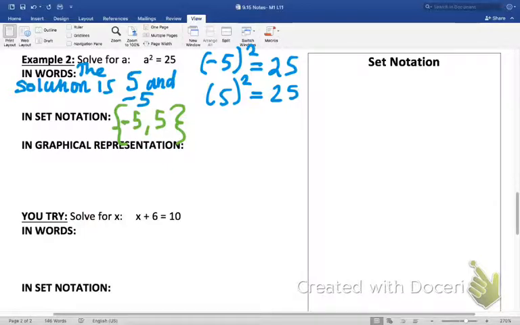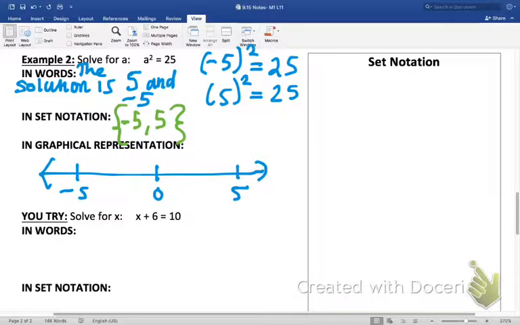Okay? Graphically, we could draw a number line. I'm going to put 0 in the middle this time because I know I need to get to both negative 5 and positive 5. I'm not really writing out every single number in between, but that's okay. This is more just for a visual. And then I'm going to mark a dot on 5 and a point on negative 5.